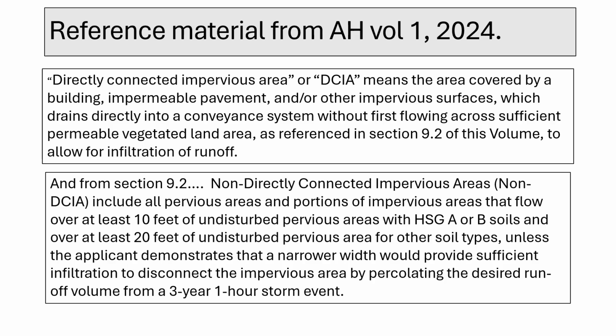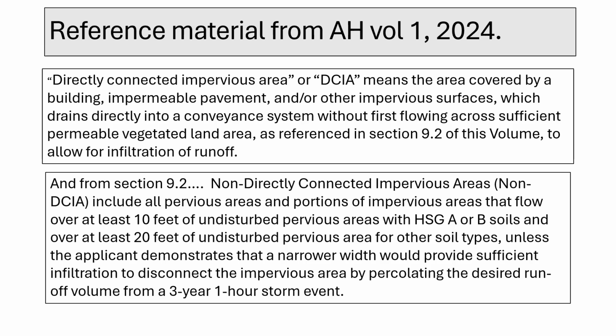So how do we determine whether an impervious area is actually disconnected? Section 9.2 of the handbook gives us the technical standard. An area qualifies as non-DCIA if the runoff flows over at least 10 feet of undisturbed pervious area where the soils are hydrologic soil group A or B. Those are your sandier, more permeable soils. For all other soil types, the required flow length increases to at least 20 feet of undisturbed pervious area.